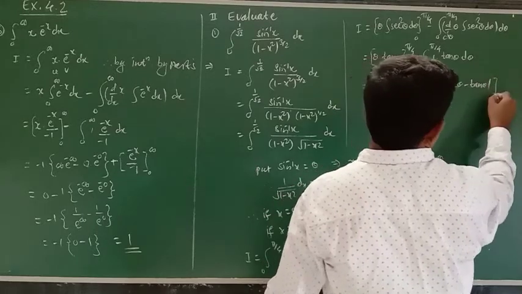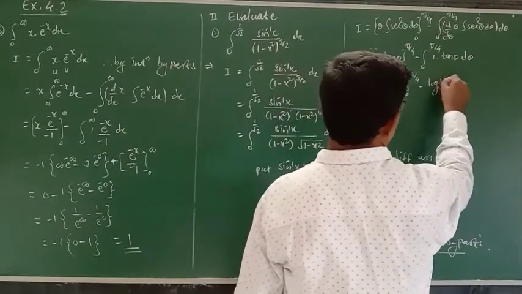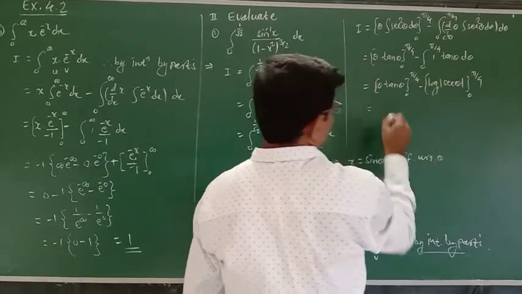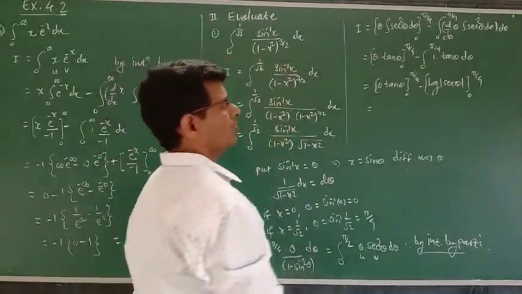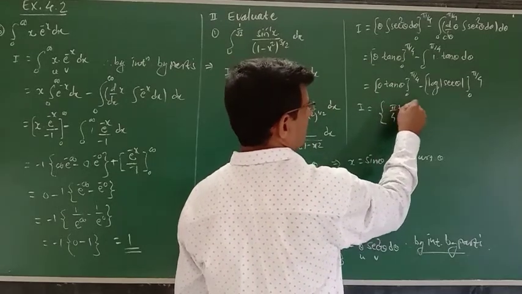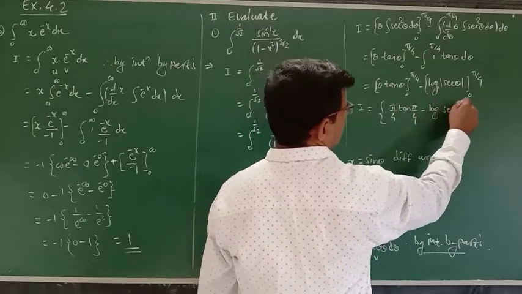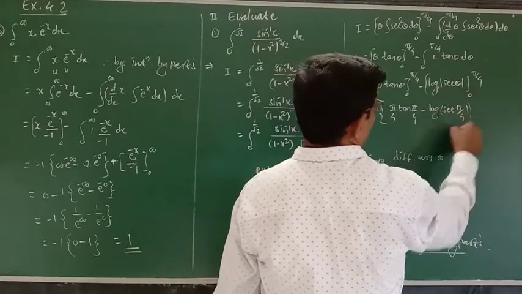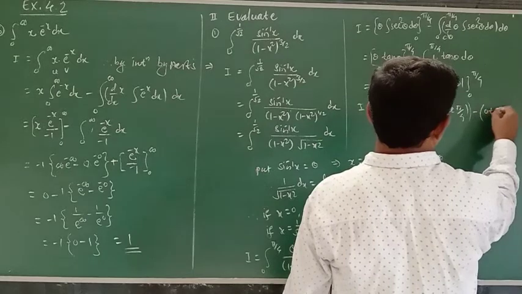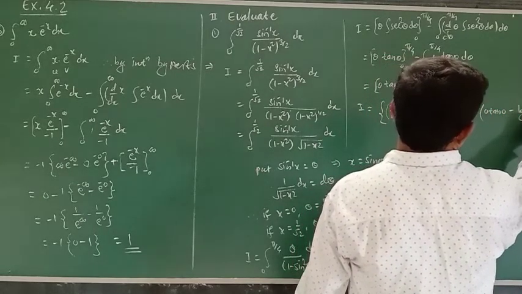Okay, integration of tan theta is log of modulus sec theta, and limits from 0 to pi by 4. So put the values of upper and lower limits. So the value of integration: pi by 4 into tan pi by 4, minus log of sec pi by 4, minus lower limit 0 into tan 0, minus log of modulus sec 0.